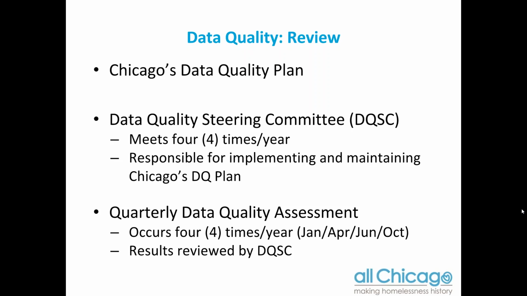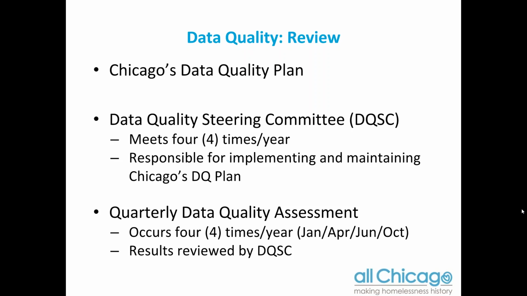There is a data quality steering committee. We refer to it, and you'll see it referred to moving forward in the slides, as DQSC, or Data Quality Steering Committee. That is a subcommittee of the HMIS committee. And that committee is a body of your peers, comprised of HMIS users or representatives from various project types and agencies that use HMIS. They meet 4 times a year at the conclusion of the quarterly data quality assessment process. And that is the committee that is responsible for implementing and maintaining our data quality plan.